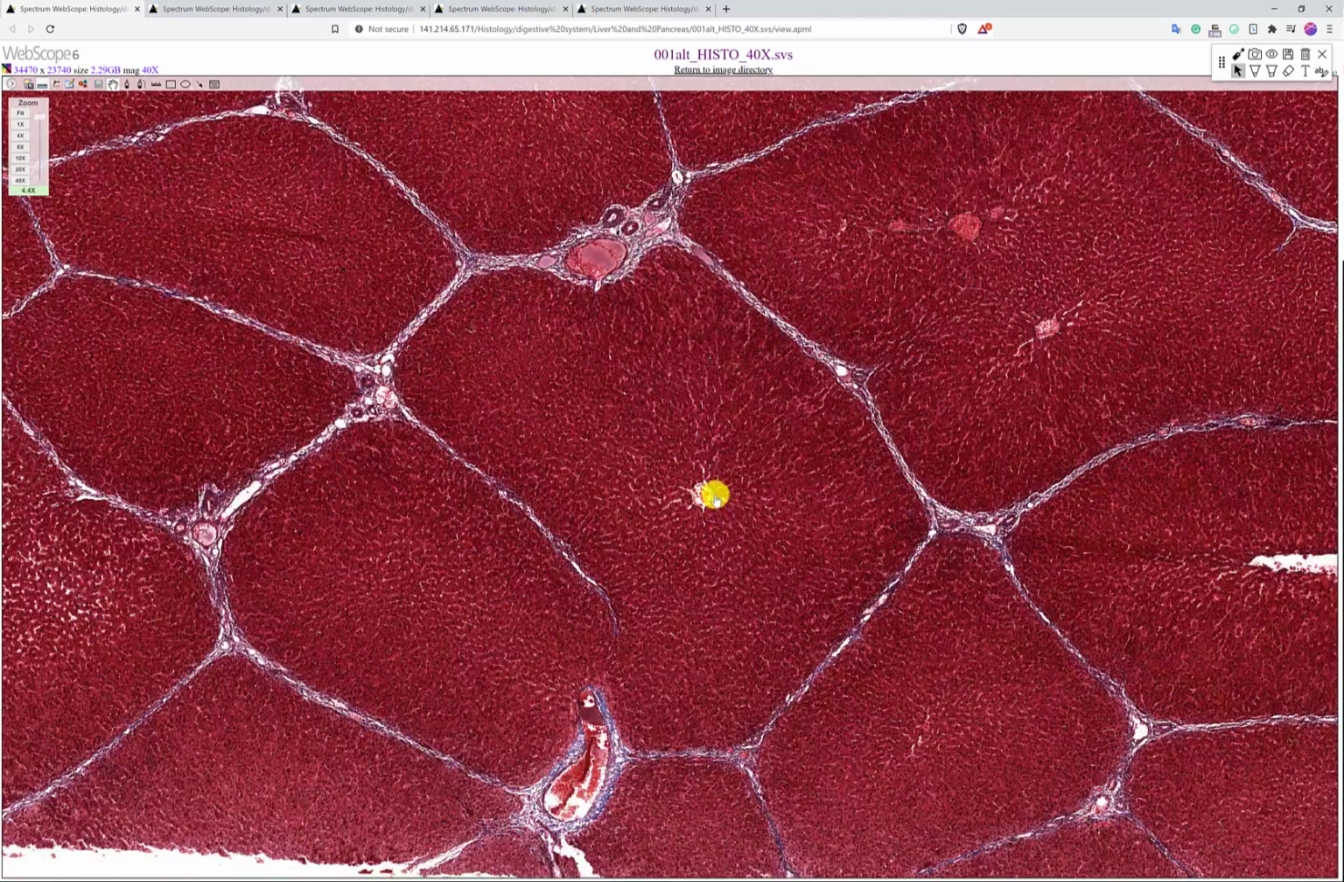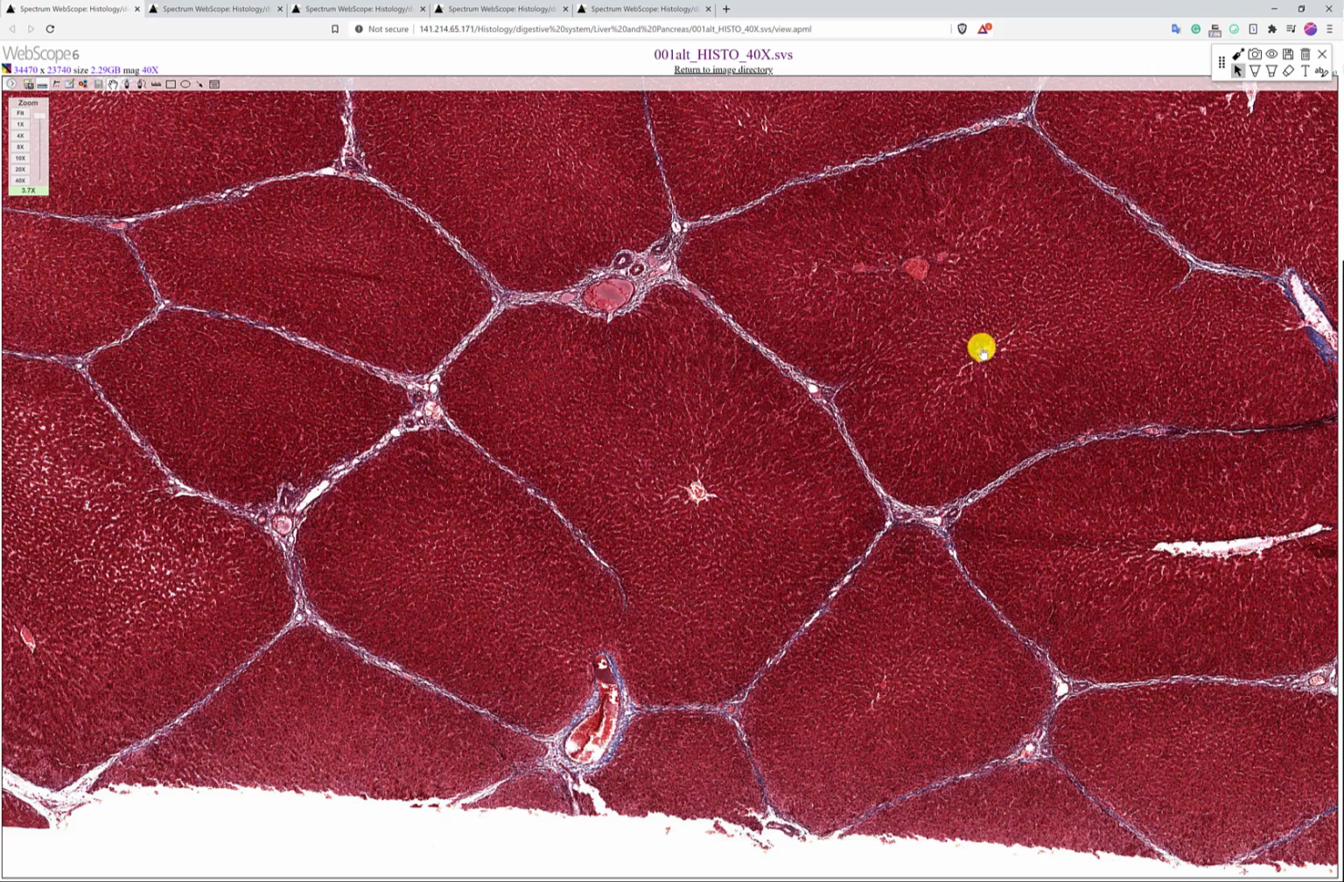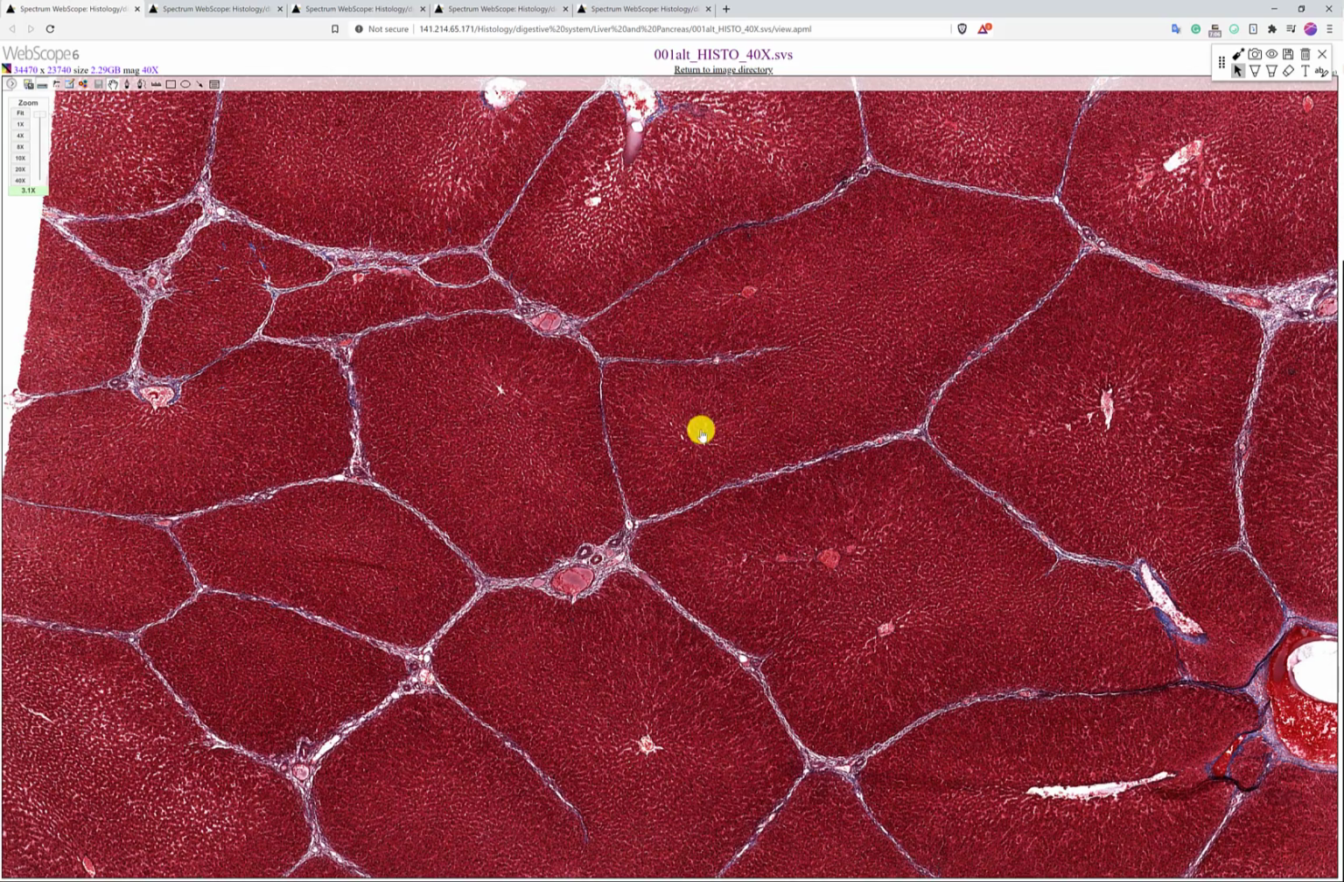If I zoom out, we said this is the lobule, another central vein, central vein, central vein, and so on. The triad is this one, which is something you don't need to know for the lab, but you need to know in general. So this is the triad in the liver.